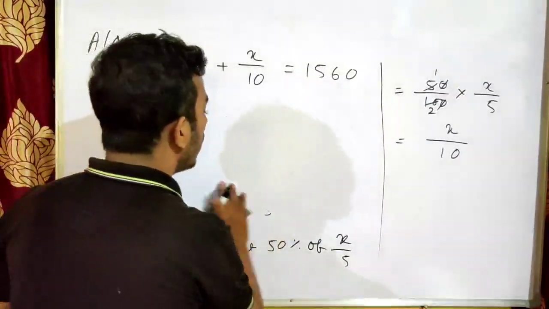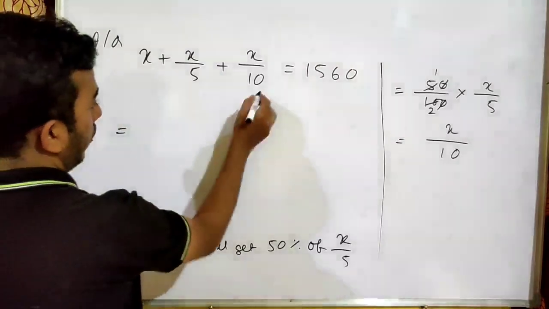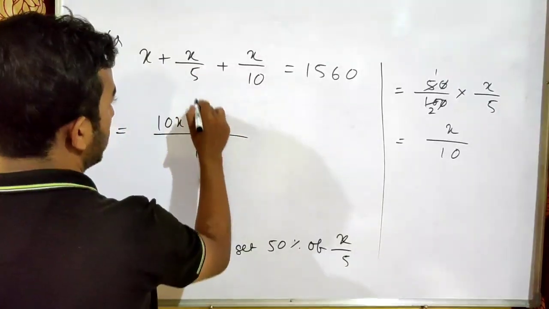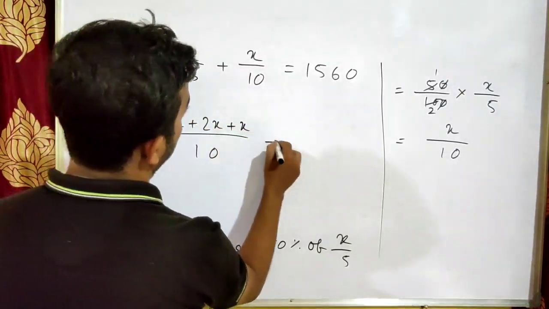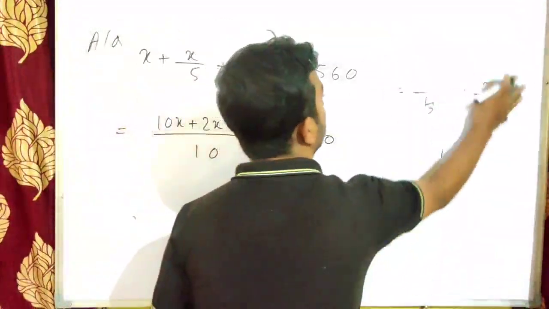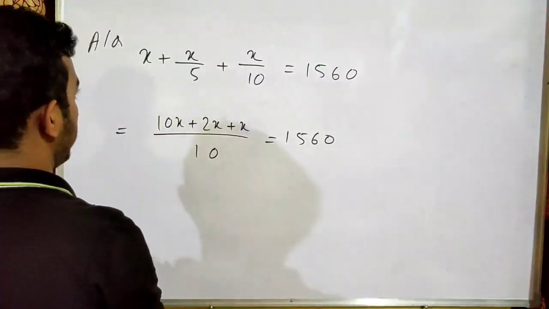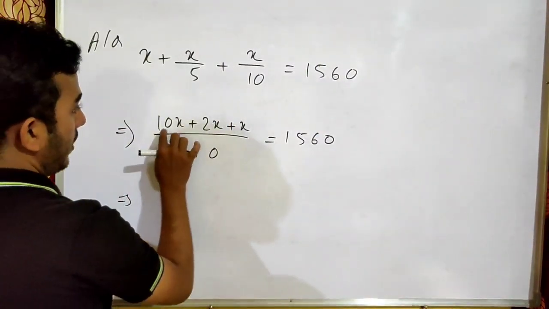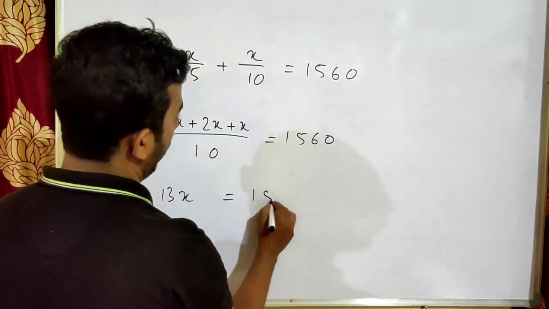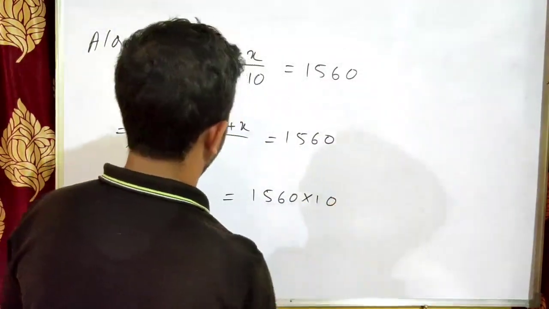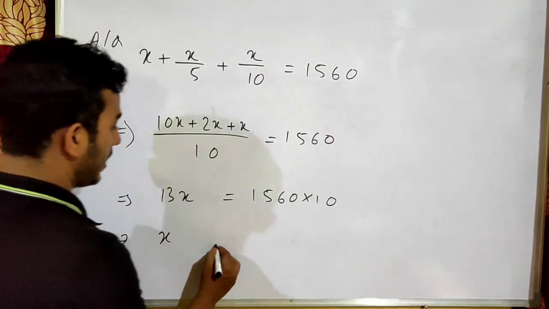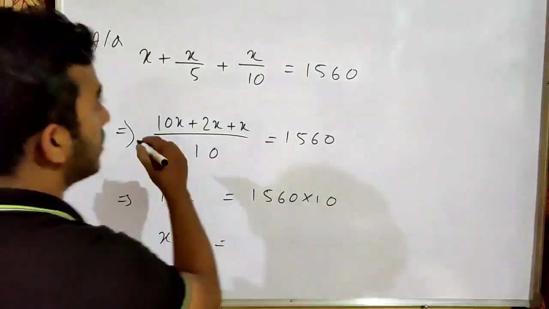Very good. So now if we have to add, we have to take the LCM, which will be 10. 10 into X is 10X, plus 10 divided by 5 is 2, 2 into X is 2X, plus X equals 1560. Okay, 1560. Up to this clear? Very good. So the next step will be what? Here 10 is divided, isn't it? So when you change the side, it will be multiplied. Now 10 into 2 is 20, plus 1, that is 13X. 13X equals 1560 into 10.